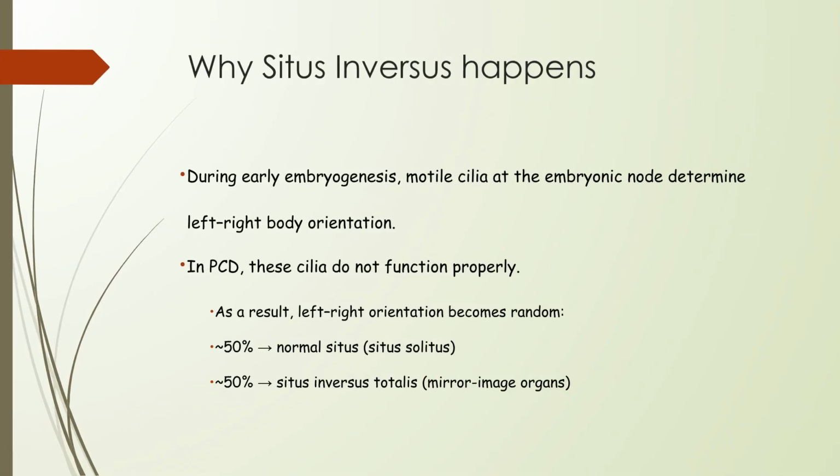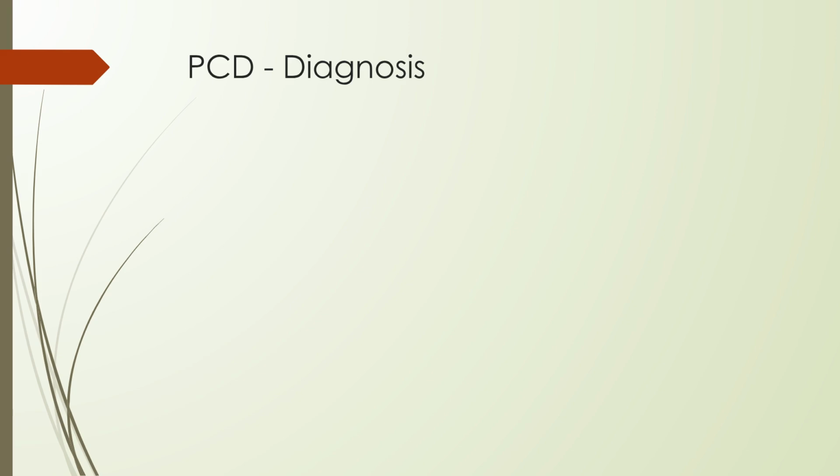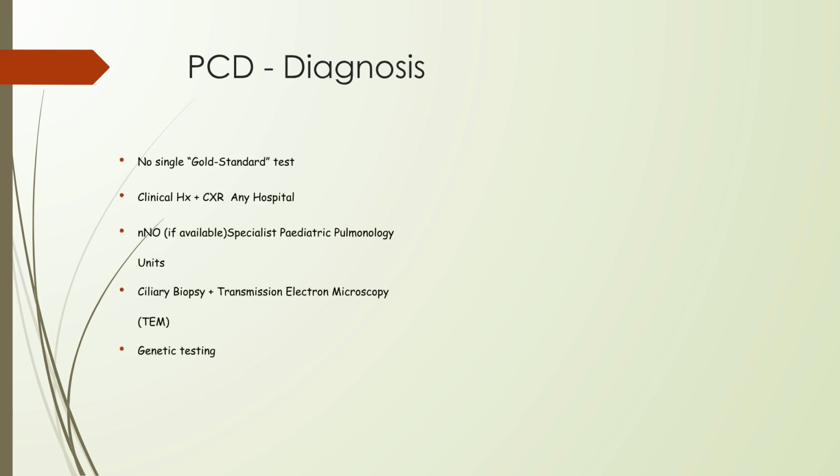Situs inversus occurs because motile cilia at the embryonic node determine left-right body orientation during early embryogenesis. In PCD, these cilia do not function properly, leading to a random orientation. Diagnosis of PCD has no single gold standard test. It involves clinical history and CXR, nasal nitric oxide testing, ciliary biopsy with electron microscopy, and genetic testing.